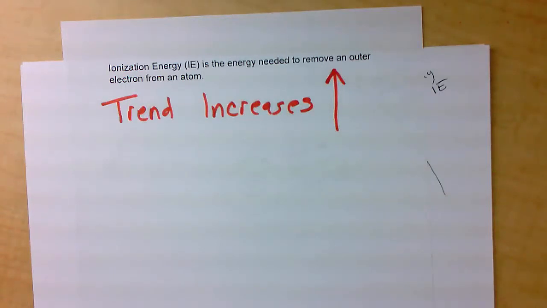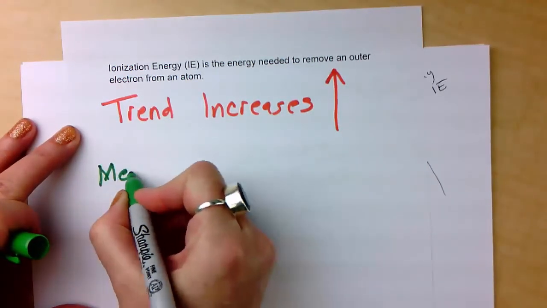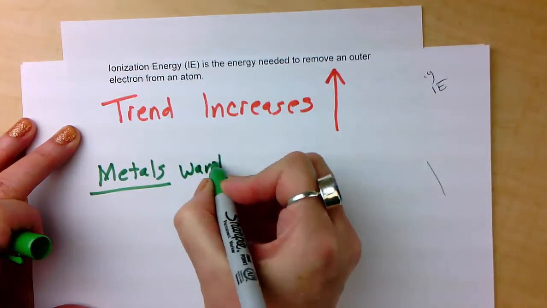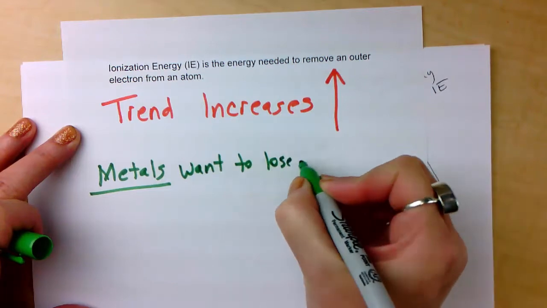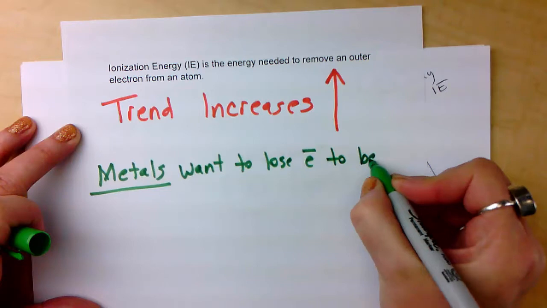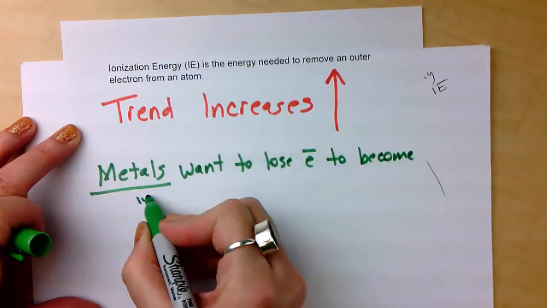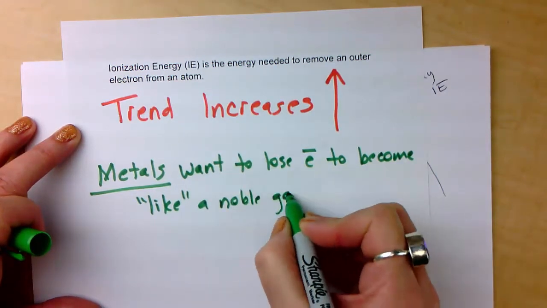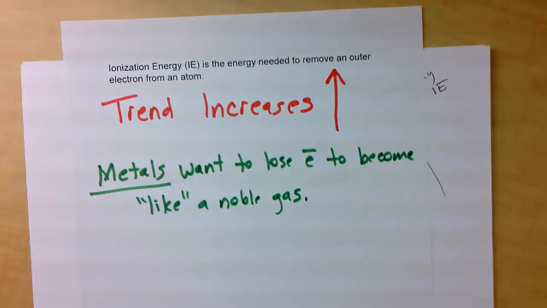Well, what do metals want to do? And maybe you haven't learned this yet. But metals actually want to lose electrons. This helps them to become like a noble gas. Okay, so they don't become noble gases, they become like a noble gas in that they have the same number of outer electrons. In order to do that, they must lose electrons.